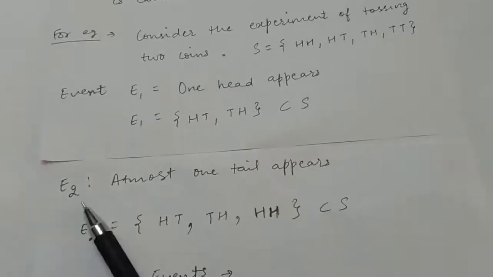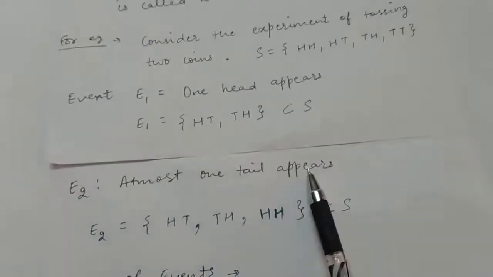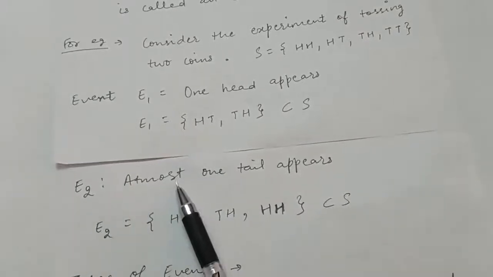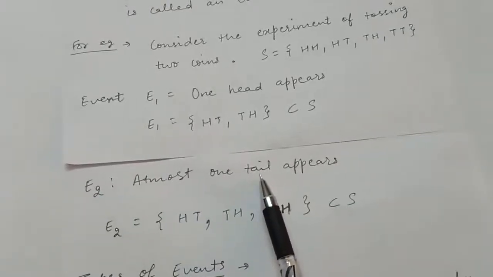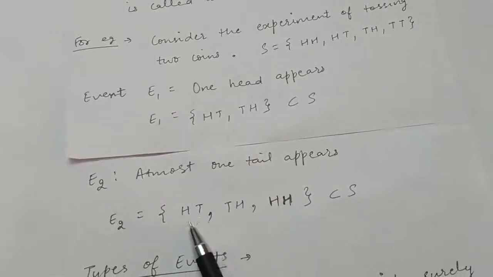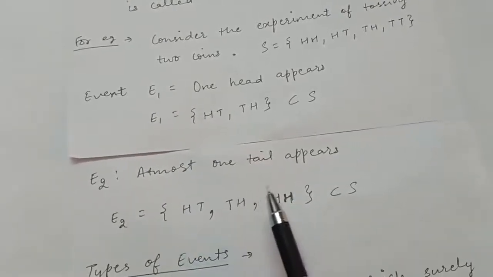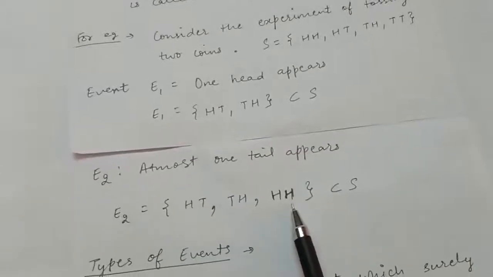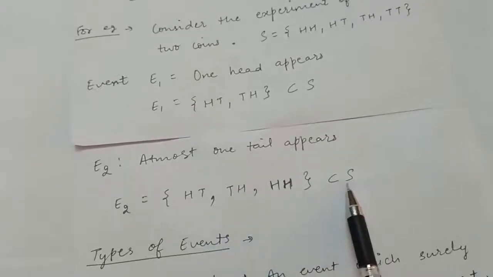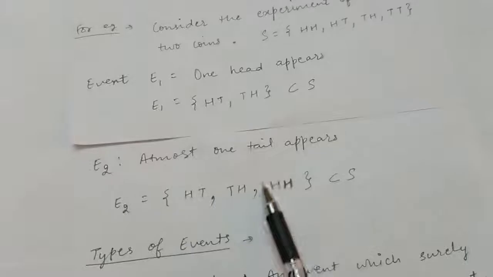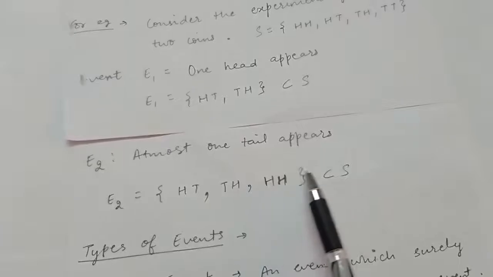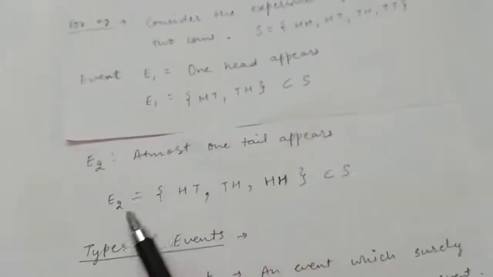See one more example of an event. The event E2 is given as at most one tail appears. So E2 will include the outcomes. At most means maximum one tail appears, that is either one tail or no tail. So if one tail, then the outcomes will be HT and TH, and if no tail, that is zero tail, that means both should be heads, right? So you can see this is also a subset of S, the sample space. So this is also an event, right? So any set which is a subset of the sample space is called an event.